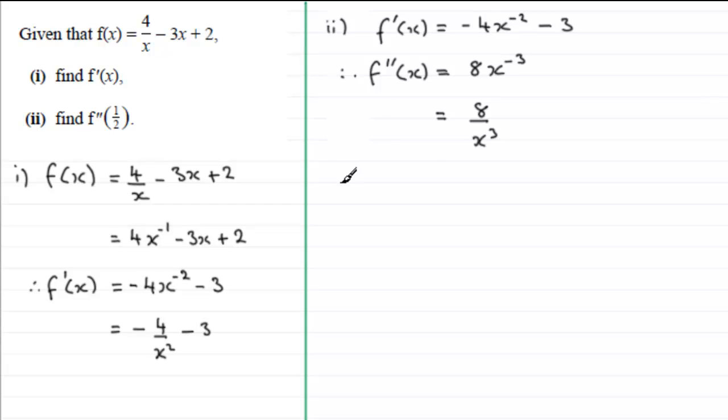And now I'm in a position to work out what f double dash then of 1/2 is going to be. All we've got to do is substitute x equals a half into here. So we've got 8 all divided by 1/2 cubed. And a half cubed is 1/8. So we've got 8 divided by 1/8, and you can fit 1/8 into 8 64 times. So you've got 64 there. Okay.